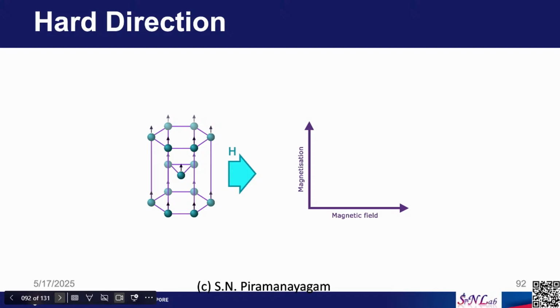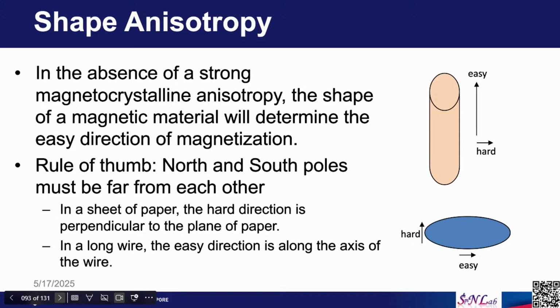Now, if you apply a magnetic field in the hard direction, as I increase it, you can see that the spins rotate along the field direction, and if I reduce the magnetic field, they all go back to the ground state. So, that is one type of anisotropy.